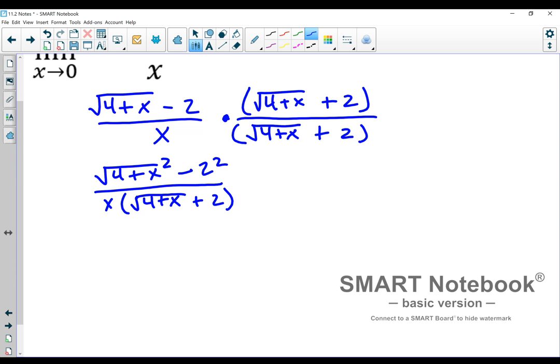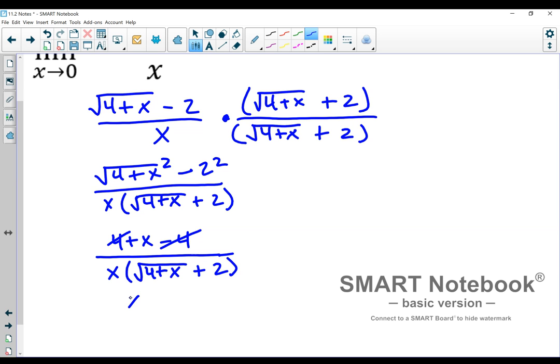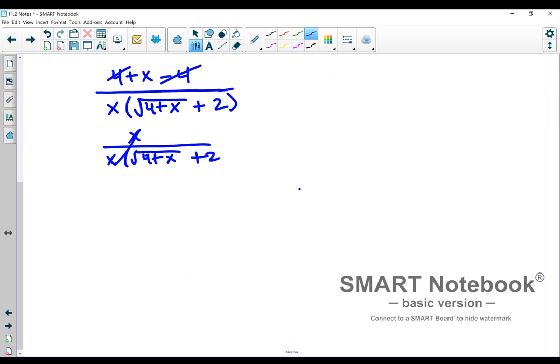So when I take 4 plus x and I square it, I square the square root, I just get the 4 plus x. And then minus 2 squared would be minus 4. So it turns out that these 4's, 4 minus 4 would be a 0. So now I have x over x. Oh, see, that x is going to cancel out. That's looking good. So now I would have 1 over the square root of 4 plus x plus 2.